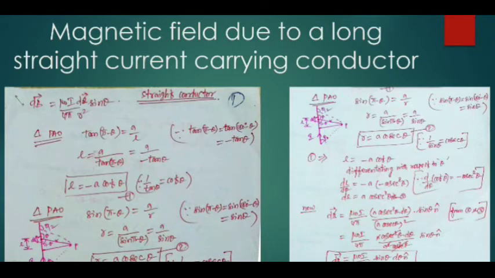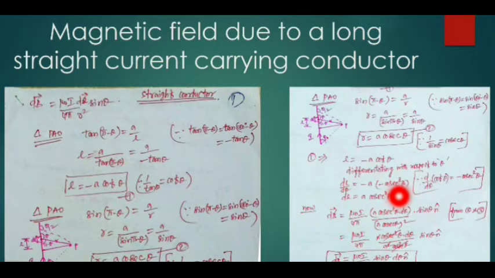Again come to this one. From the first equation, L is equal to minus A cot theta. So here I'm going to differentiate with respect to theta. Therefore, dl divided by d theta is equal to minus A into minus cosecant square theta, because d(cot theta) divided by d theta is equal to minus cosecant square theta. Therefore, dl is equal to A, minus into minus plus, therefore A cosecant square theta d theta. This is equation number 3.